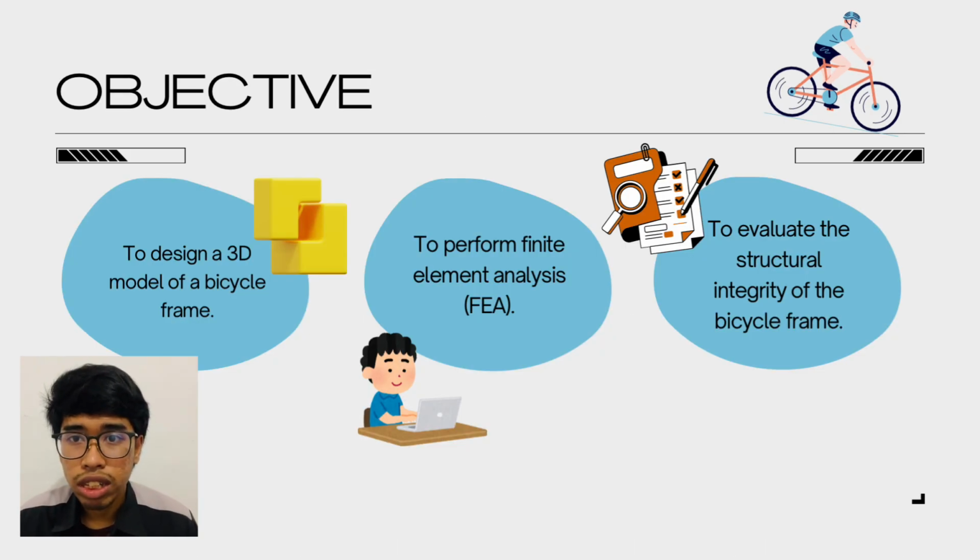Okay, now our objective for this project is first to design a 3D model of a commuter bicycle frame using CAD tools, which is we will use SolidWorks. And then the second is to perform finite element analysis, which is FEA, to simulate and analyze the frame structure. And then number 3 is to evaluate the structural integrity of the frame under simulated stress conditions and suggest improvements.